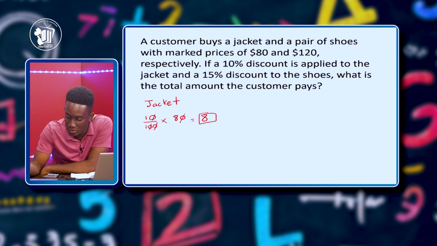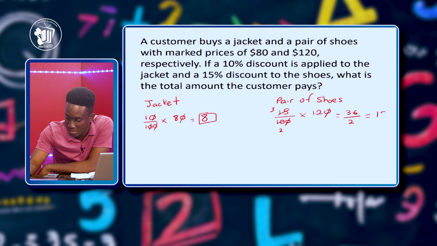And the next thing, we want to find the discount on the pair of shoes. For the pair of shoes, we see 15% discount is applied. This is 15 over 100 multiplied by the cost of the shoes, which is 120. So this zero cancels with that zero. 5 into 15 would give us 3. 10 divided by 5 is 2. So 3 times 12 would give us 36, divided by 2 would give us $18 discount.